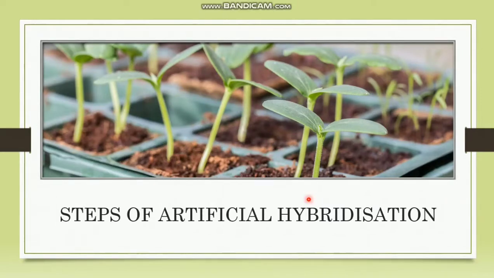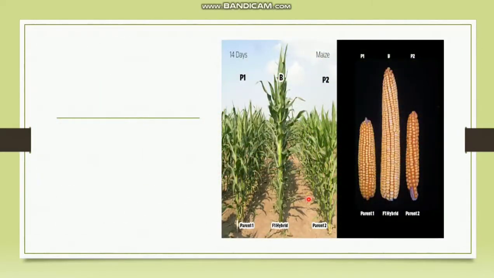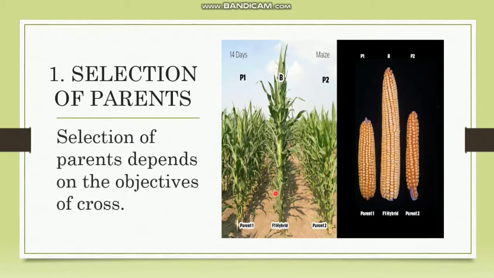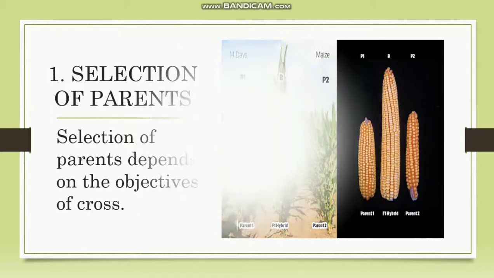Coming to the different steps of artificial hybridization, the first step is selection of parents for the hybridization. The male and female parents are selected on the basis of the objectives of the cross. Suppose we want the hybrid to give higher yield as well as have resistance to environmental stresses. So we select two parents having these characteristics in order to obtain a superior quality of hybrid. So the first step is selection of parents.